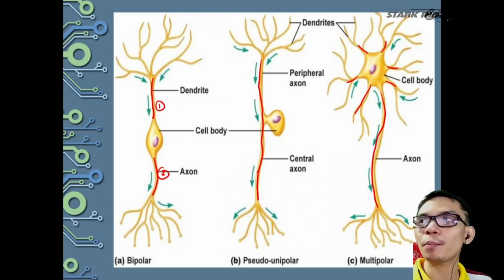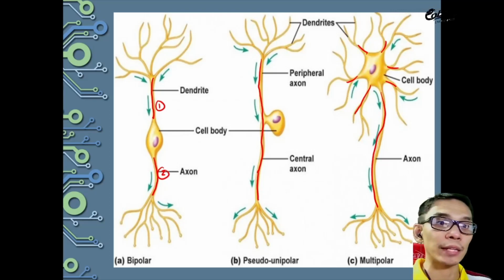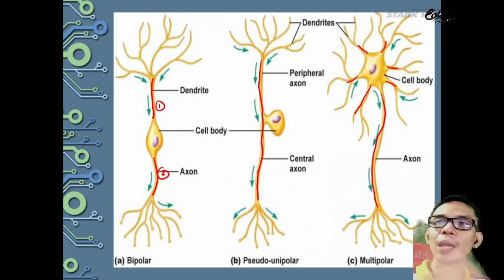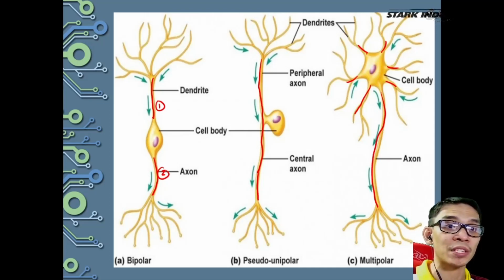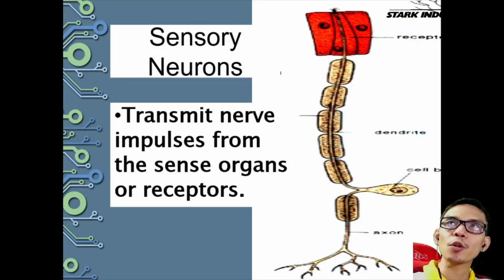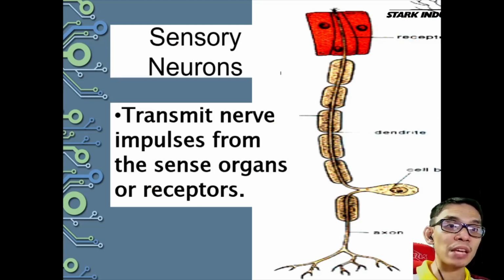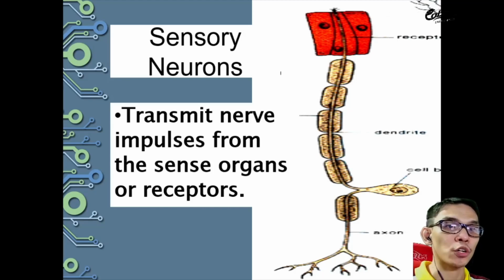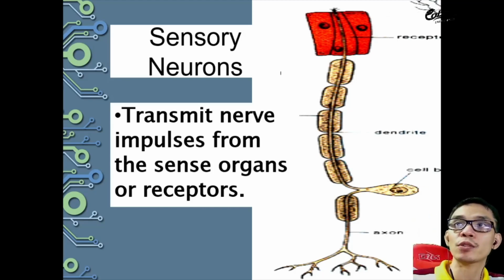Again, examples of multipolar neurons are the neurons that trigger the effectors. So these are the three types of neuron based on the number of extensions that it has. The next group of neurons are the neurons based on the kind, or on its function. Let's start first with the sensory neuron.